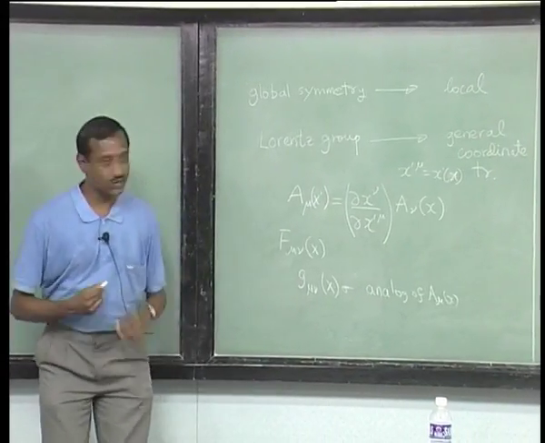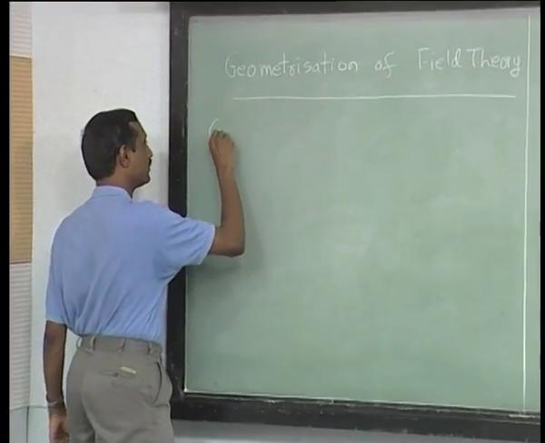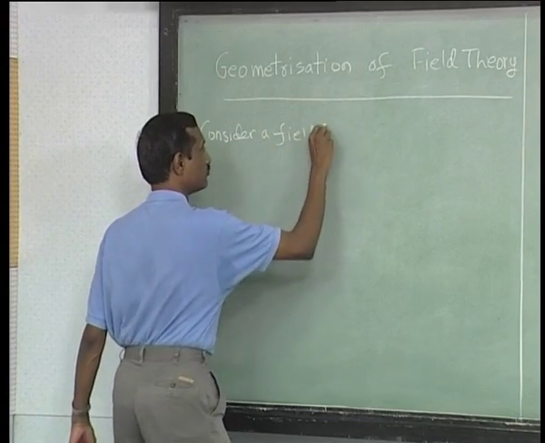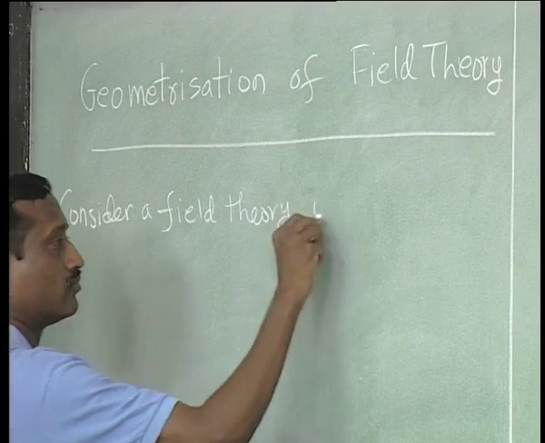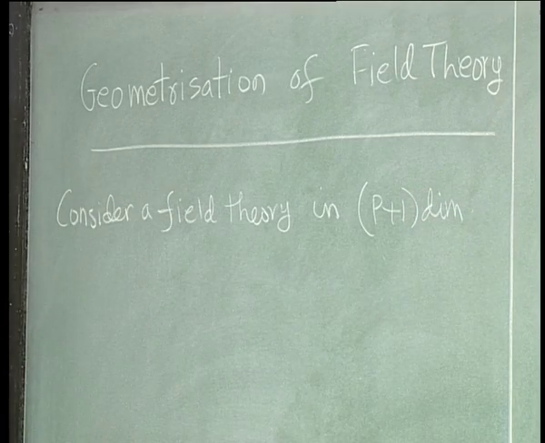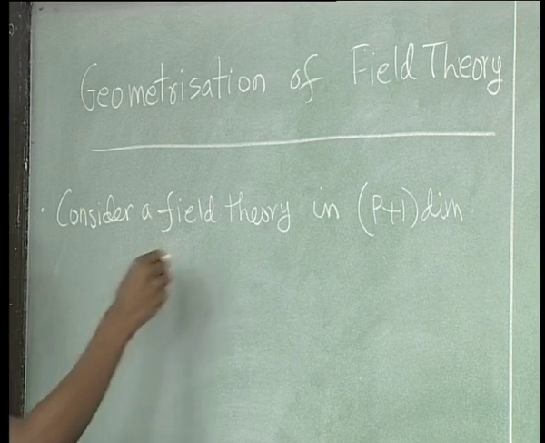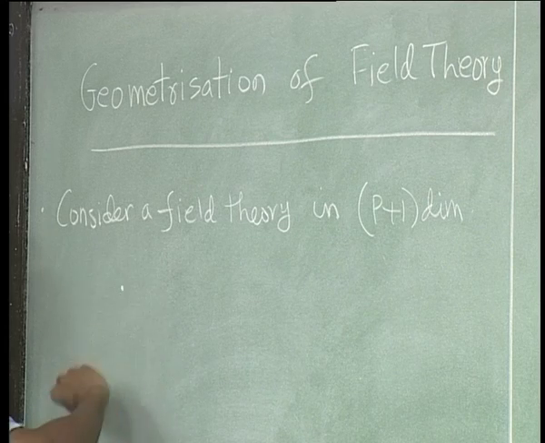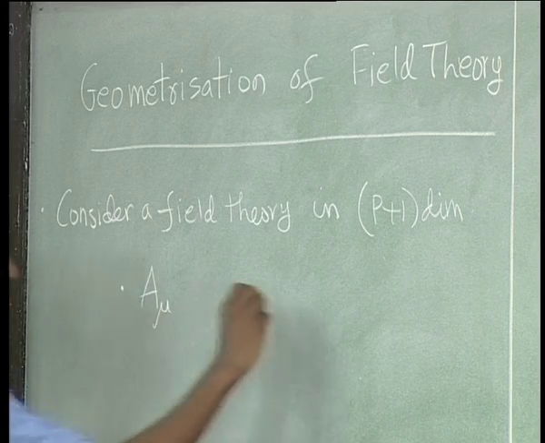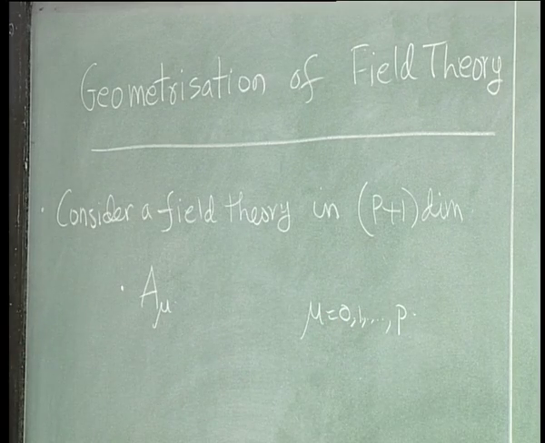Okay. So coming back to geometrization of field theory, the example we will choose is a field theory in p plus 1 dimensions. I should give you the spectrum. The spectrum is a gauge field, A mu, where mu runs from 0, 1 to p.